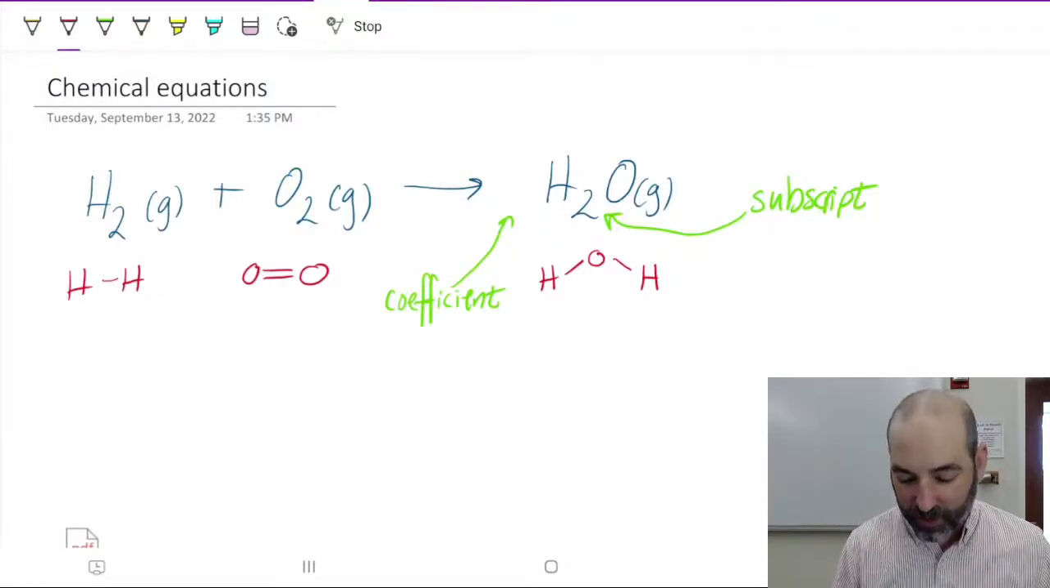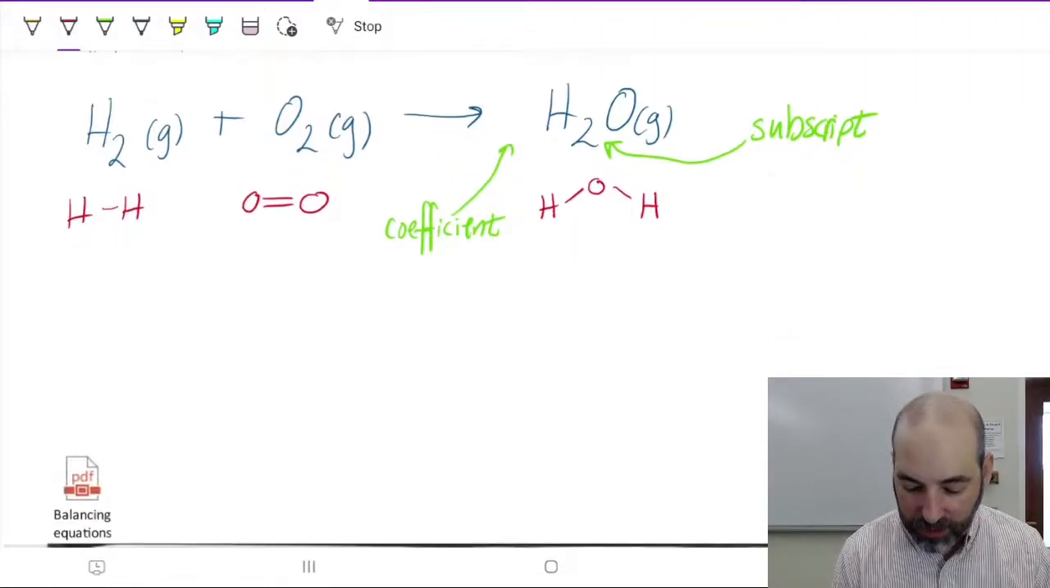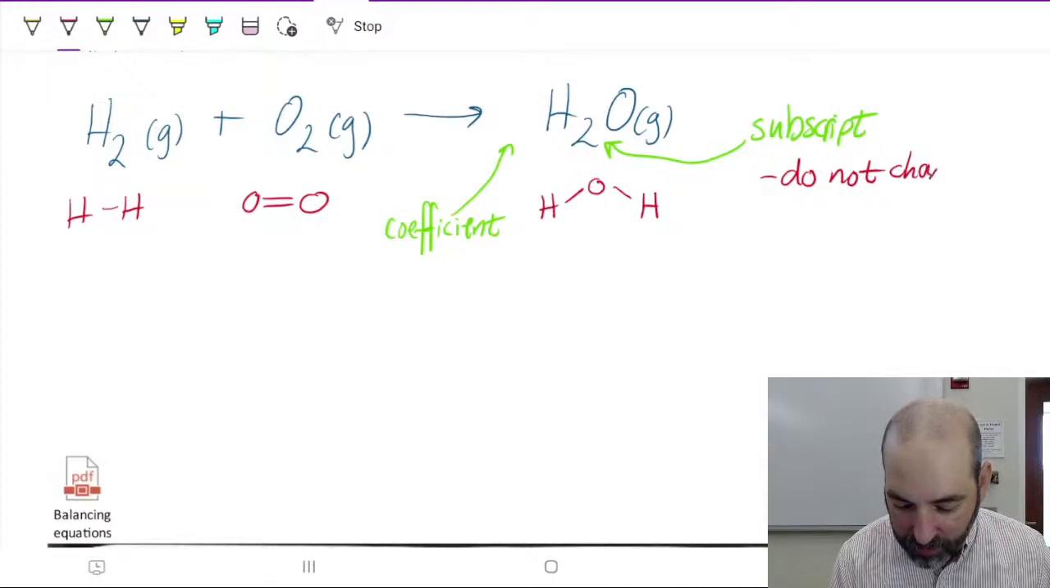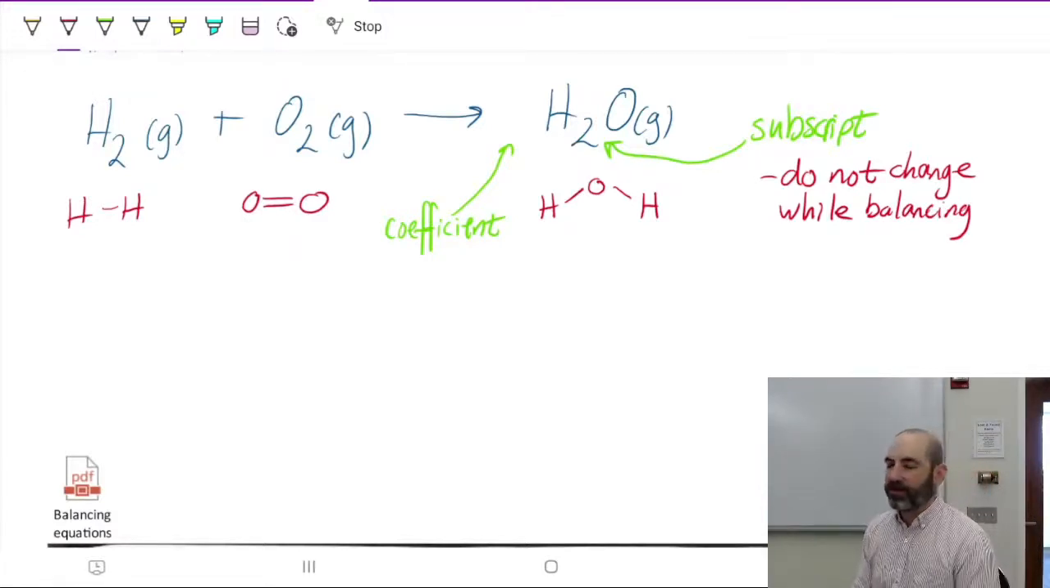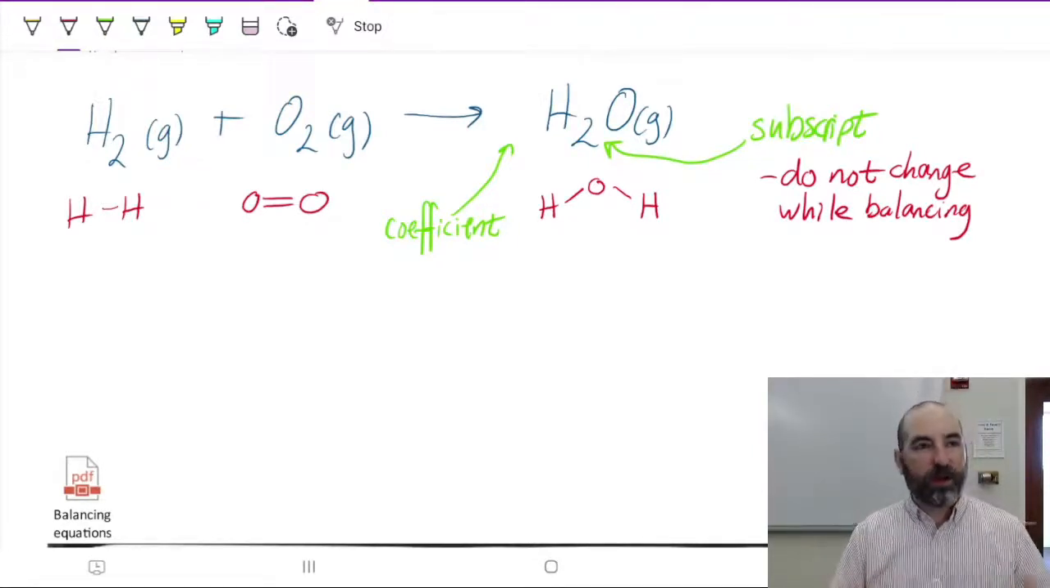And that's an important point, that when we are working with chemical equations, we don't want to change the subscripts when we're balancing. Because that would actually change what the compound is. And we don't want to change what the compound is. So then what's the solution here? How do we account for this?